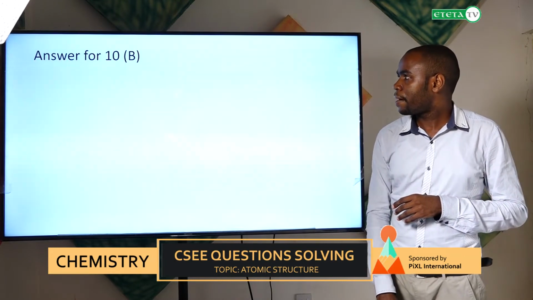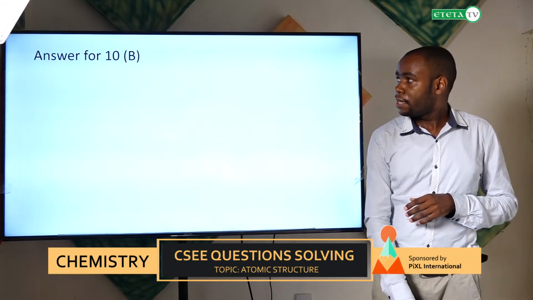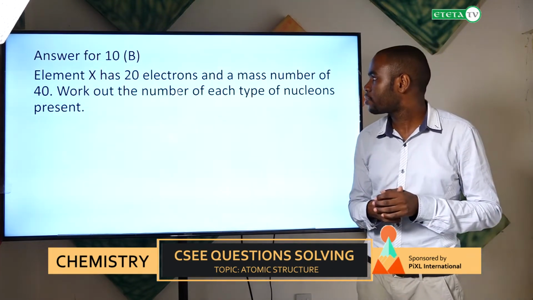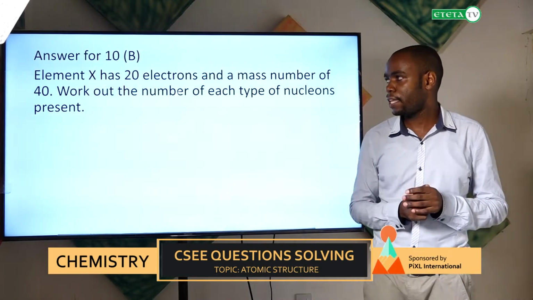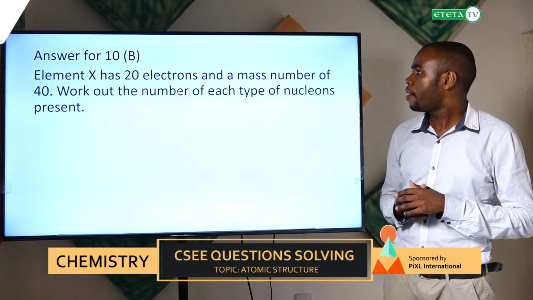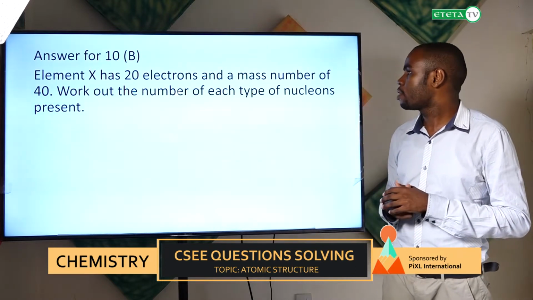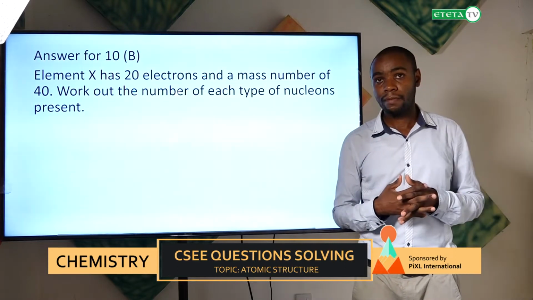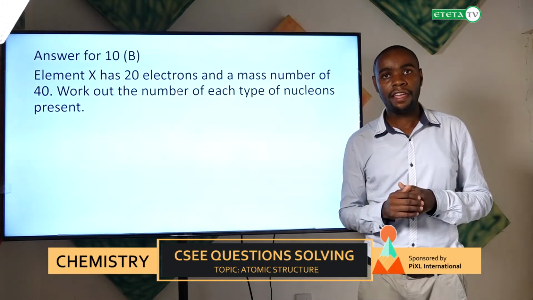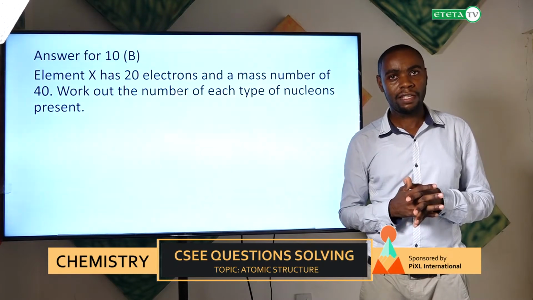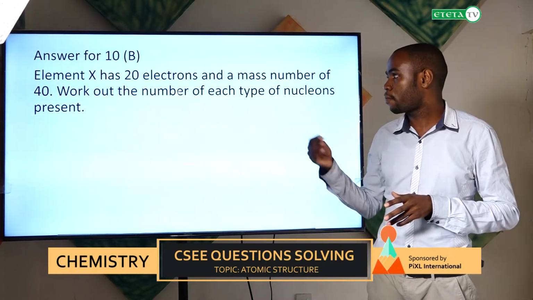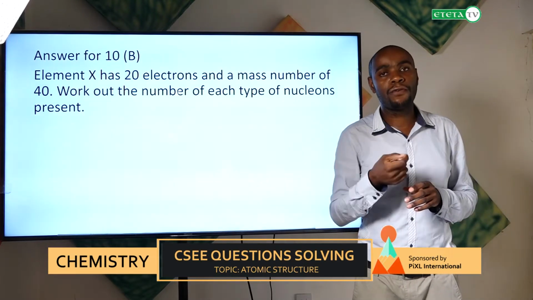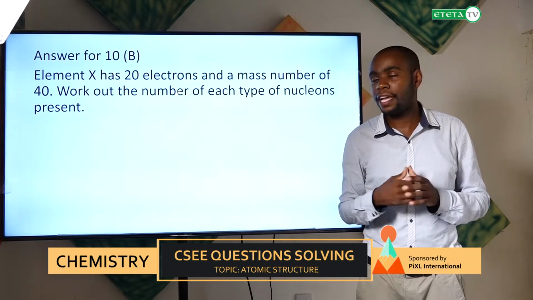Now question number 10B. Here, question number 10B says, element X has 20 electrons and the mass number of 40. Work out the number of each type of nucleons present. First of all, you have to know the nucleons. The nucleons are the protons and neutrons. So what's required here is the number of protons and neutrons, I mean the number of subatomic particles which are found inside the nucleus.